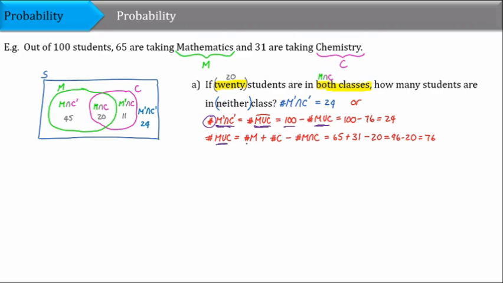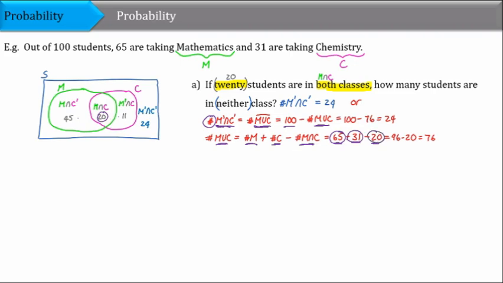So M union C will be everything in mathematics, which is 65, plus everybody in chemistry, which is 31, minus everybody in the intersection, in other words minus 20. We're subtracting 20 because when we take 65 plus 31, we are adding this intersection twice: 20 is counted as part of the 65, and it's also counted as part of the 31.